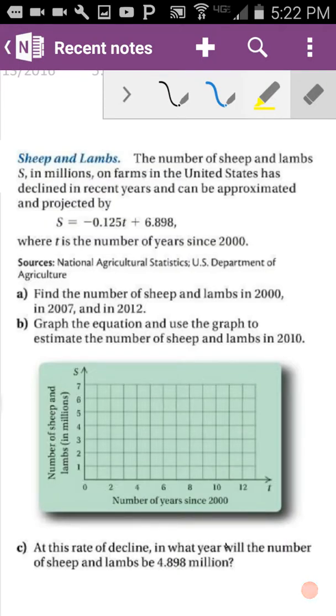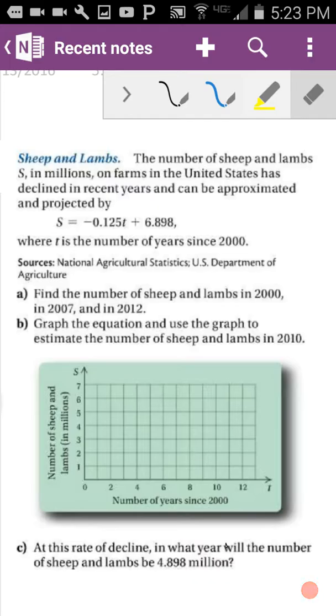Welcome back to the last problem on the Test 2 review. We're going to look at the problem of declining sheep and lambs. The number of sheep and lambs is called S. The equation that describes how they're declining is S = -0.125t + 6.898, where t is the time, meaning the number of years since the year 2000, and S is the number of sheep and lambs in millions.